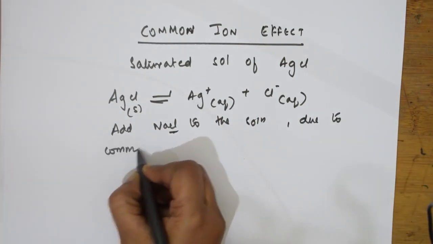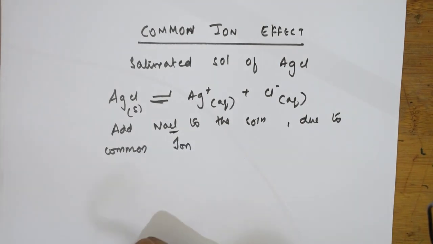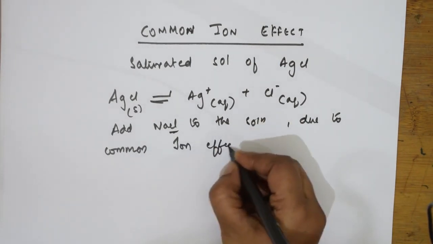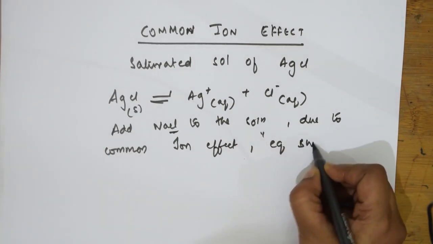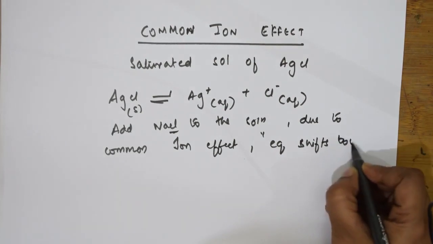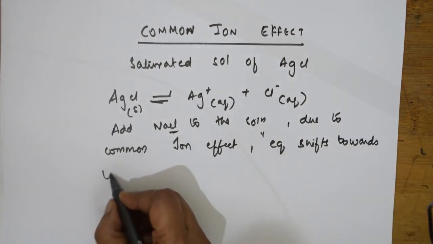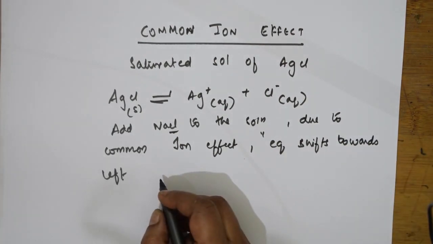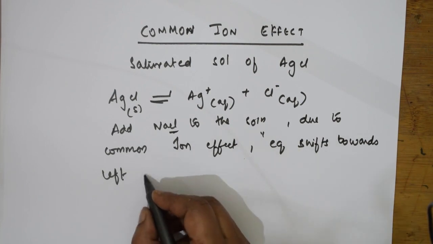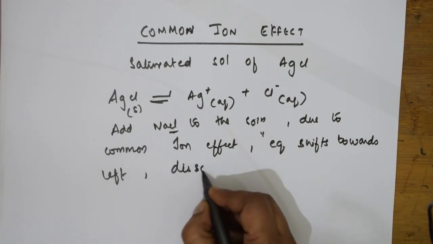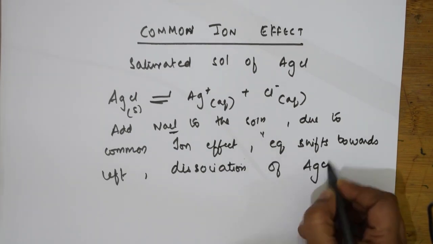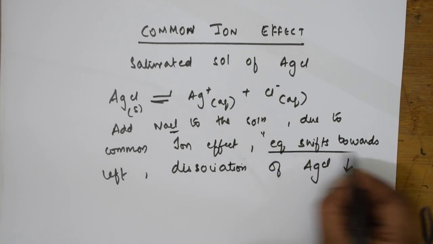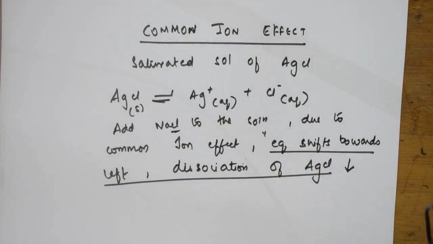Due to the common ion effect, the equilibrium shifts towards the left. When the equilibrium shifts towards the left, the dissociation of silver chloride decreases. This is your important point, correct? So this effect is called the common ion effect.